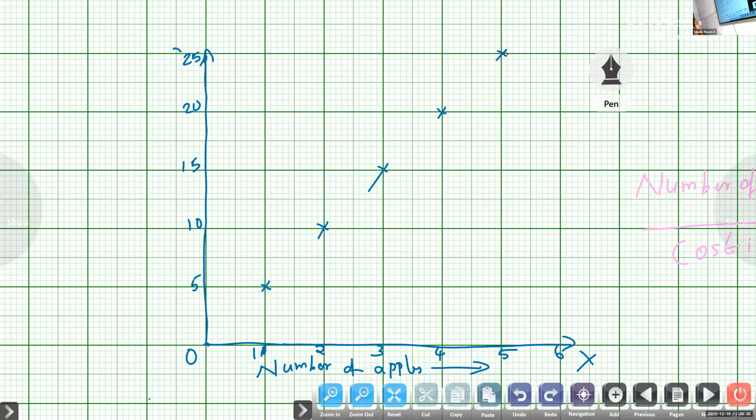All of you draw this. Now for the units: on the x-axis, 1 unit is 1 apple. On the y-axis, 1 unit is rupees 5.